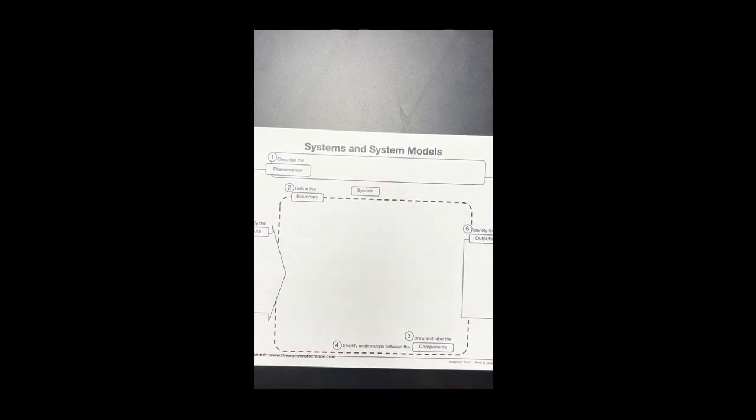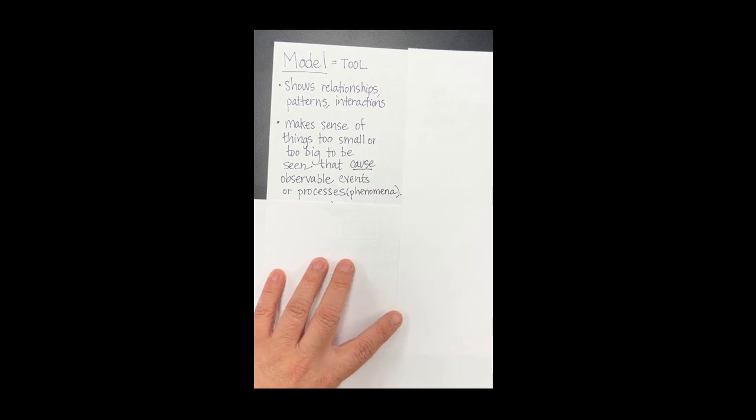In this video, I'm going to be talking with you about how you're going to complete your systems and system model for your astronomy research project. So a model is a tool, and it shows relationships, it shows patterns or interactions, and ultimately it's a tool to help us make sense of things that are too small or too big to be seen, such as cells or space, that cause observable events or processes that we call phenomena.